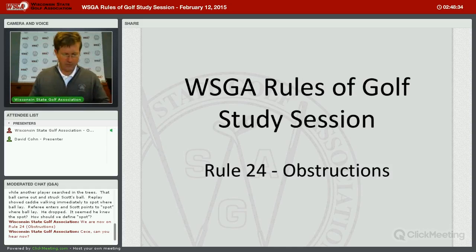Let's see, decision 24-2B/9.5 is one we won't go over here, but it's a good one to go over because it reaffirms the principle that what determines relief is the originally intended stroke, and how sometimes you can have a new situation after you drop a ball and take further relief from that.